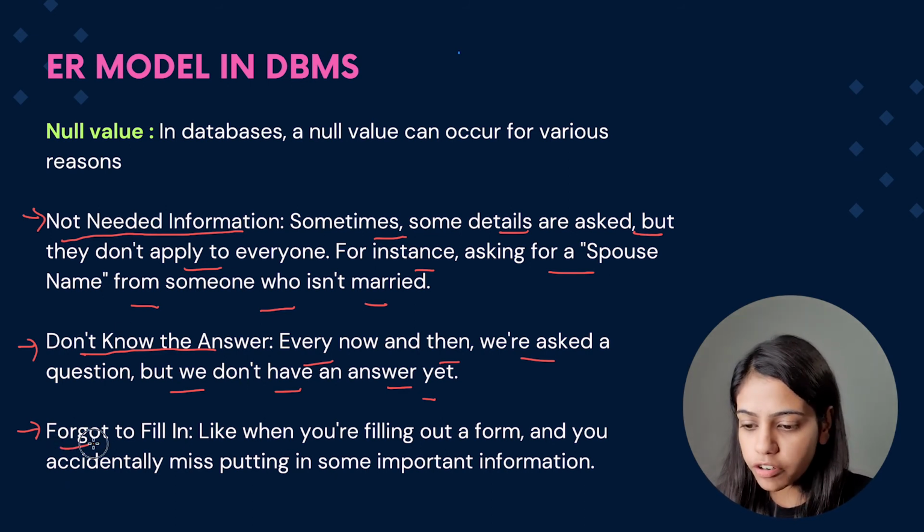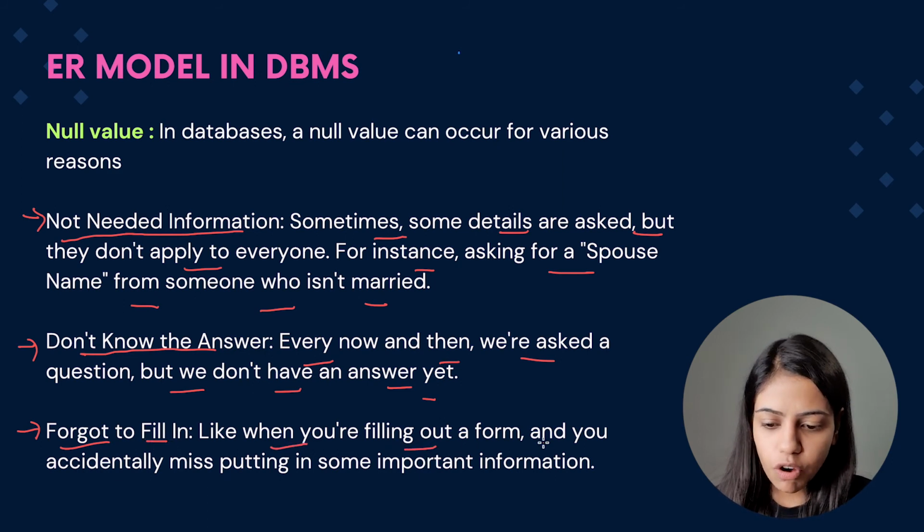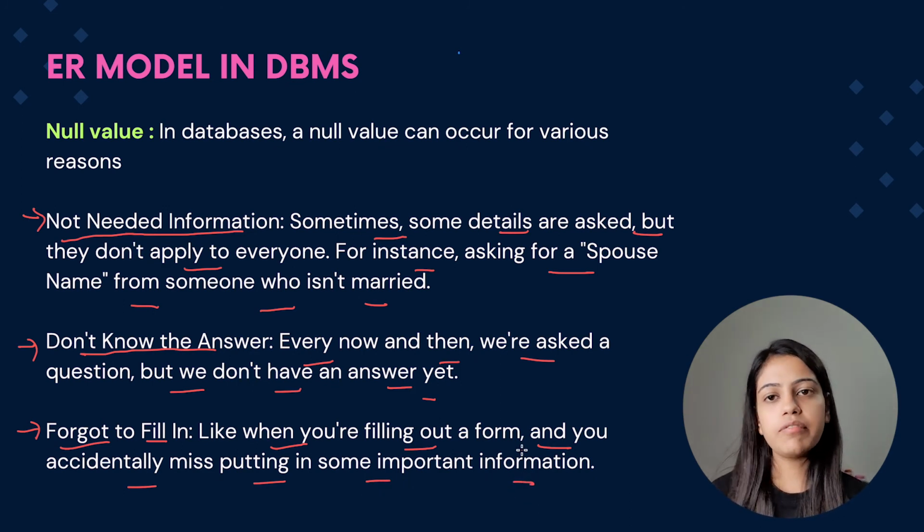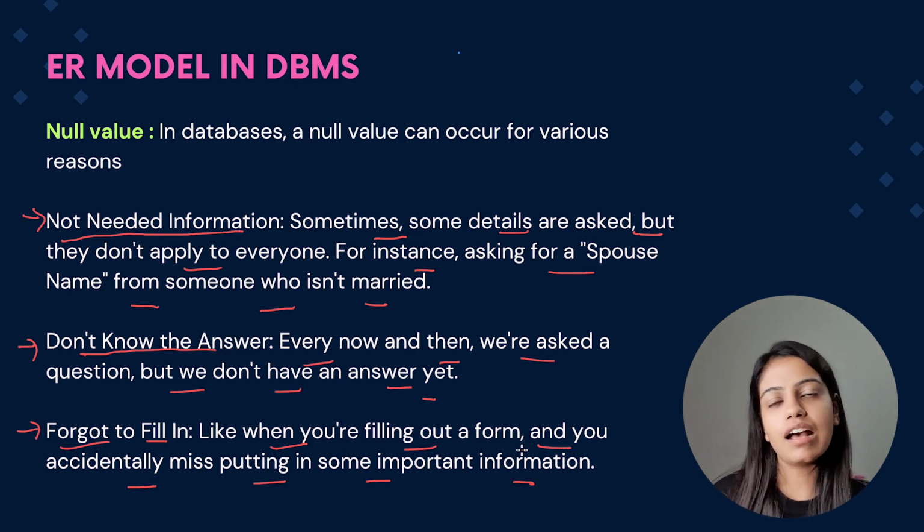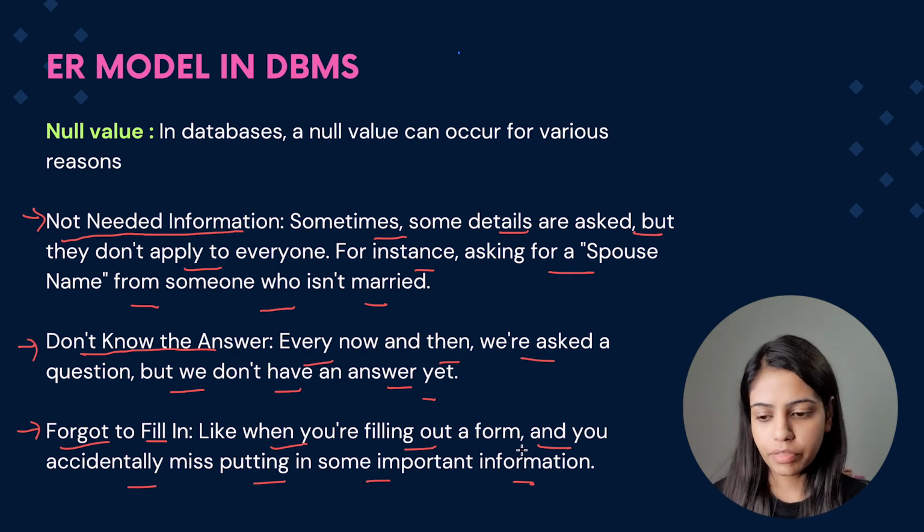The third thing is forgot to fill in. Like when you are filling out a form and you accidentally miss putting in some important information. Whenever we are filling a form, there are some fields marked with an asterisk, meaning these fields are required, but there are some fields which are not marked with that. So what values would be filled for that particular field? There a null value can exist. Sometimes you are asked what previous internships you did, but you didn't do any internship. In that case, you leave that field, and null is automatically put into it.